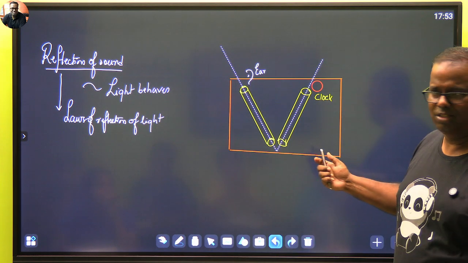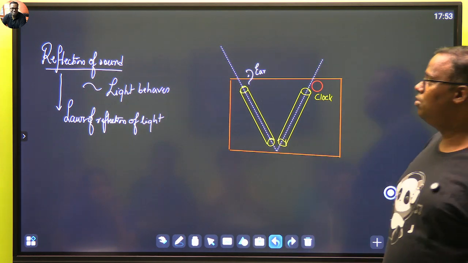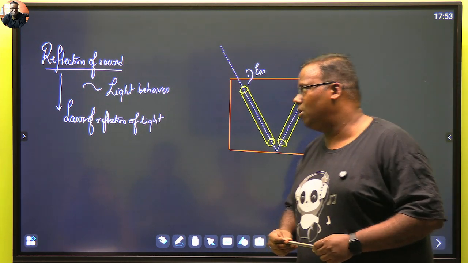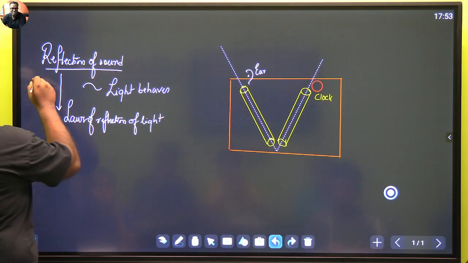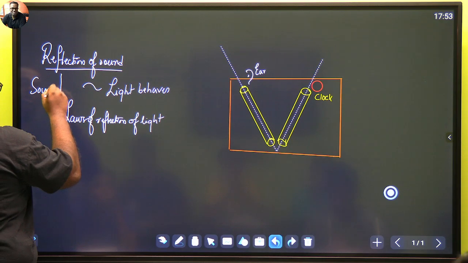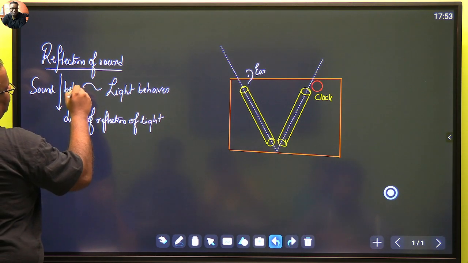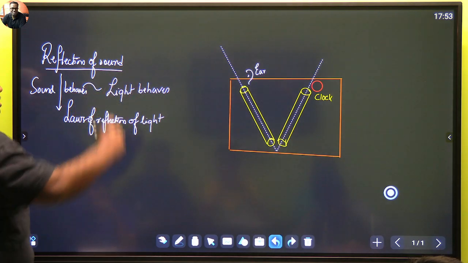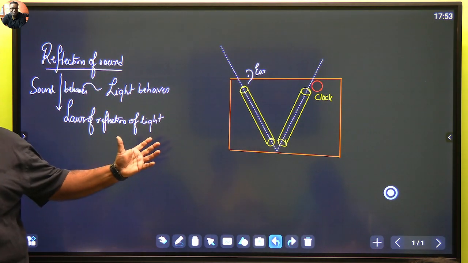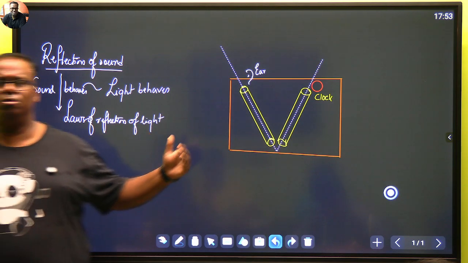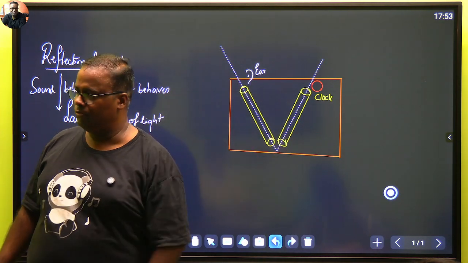Did you understand this? So in reflection of sound we say that sound behaves just as light behaves, and the laws of reflection of light hold good for the laws of reflection for sound. So for n number of boundaries we have, n number of reflections can happen.